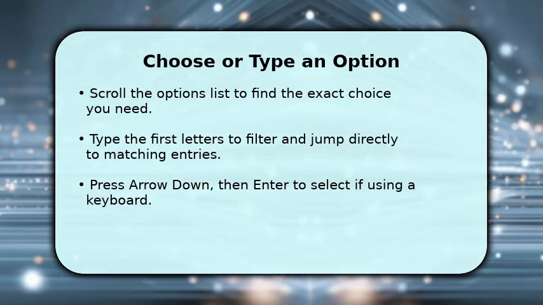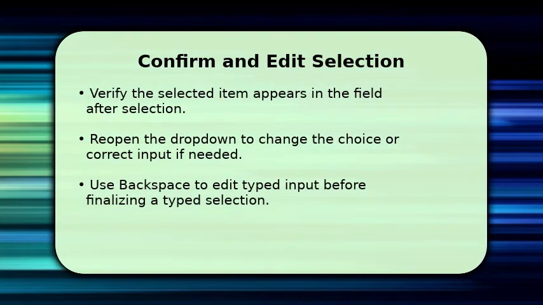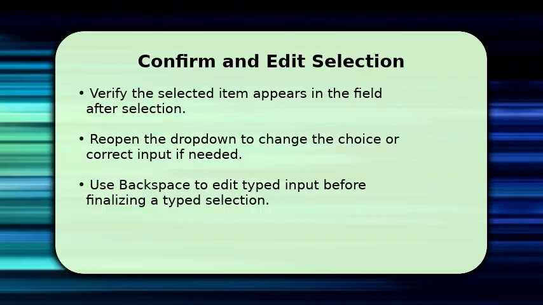Once you pick an option, verify the selected item appears in the field display. If the selection is incorrect, reopen the drop-down to change the choice or correct input as needed. For typed fields, use backspace to edit typed input before finalizing a typed selection.